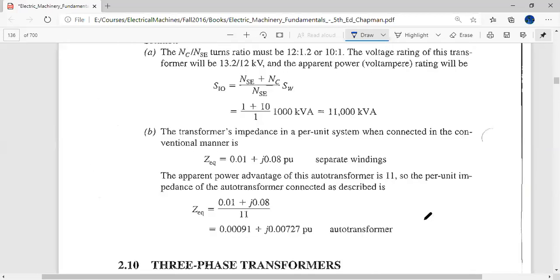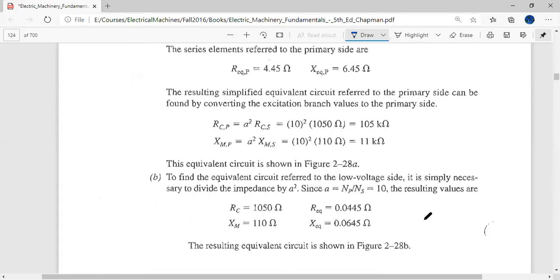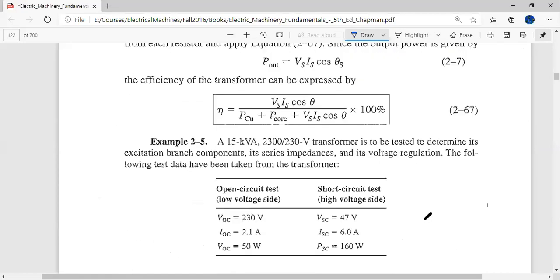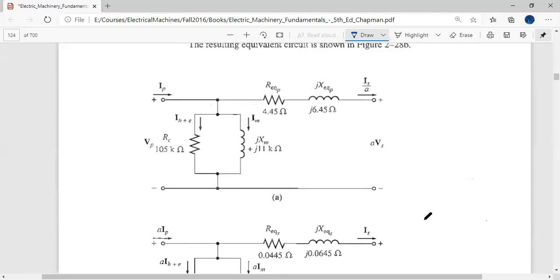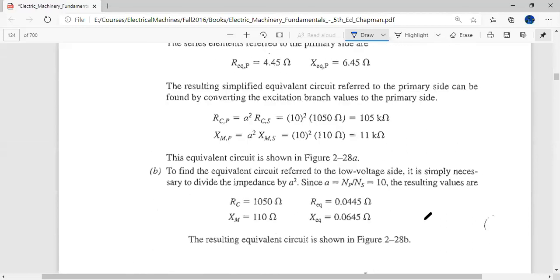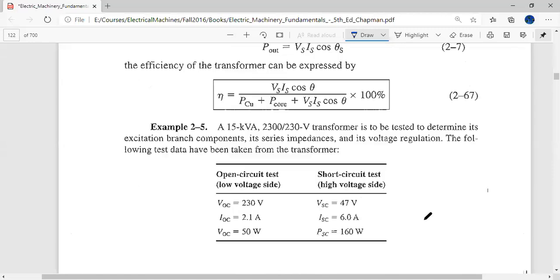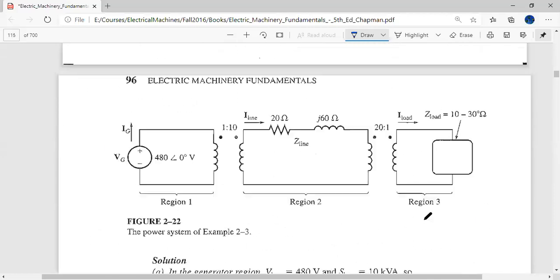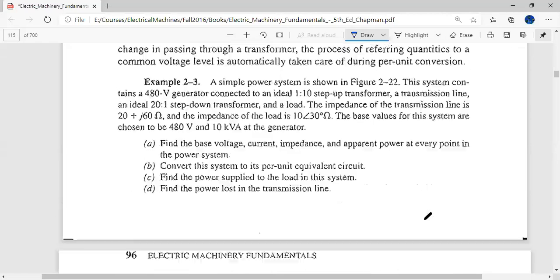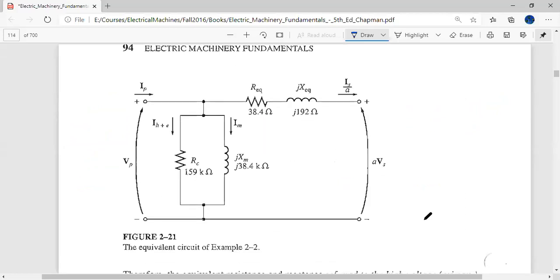I think the problem was 2-2, and the equivalent primary side circuit is shown. Refer to the high voltage side. No, sorry, this is 2-5. We were doing 2-2, 2-3. Okay, so we were doing this problem, and the primary side equivalent circuit is indeed equal to this.